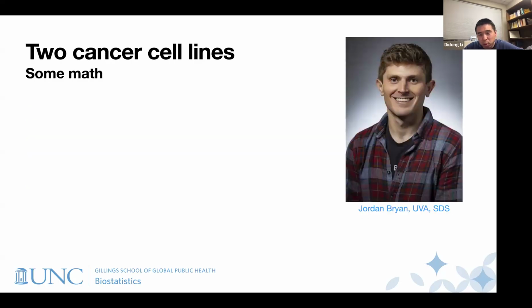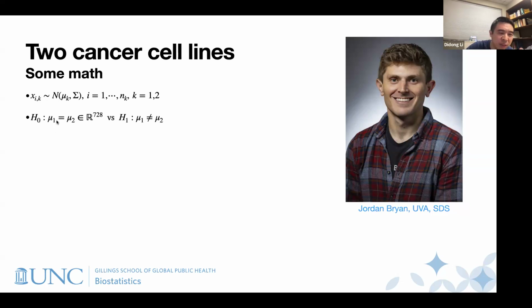This is led by my former postdoc, Jordan Bryant, who's now a faculty at UVA School of Data Science. So here we assume the gene expression follows a Gaussian distribution with known covariance. Bear with me for a moment, I know it's simple, and with potentially different mean vectors, mu1, mu2. The scientific question can be translated to this hypothesis testing problem, where the null hypothesis is they have the same gene expression versus they have different gene expression.